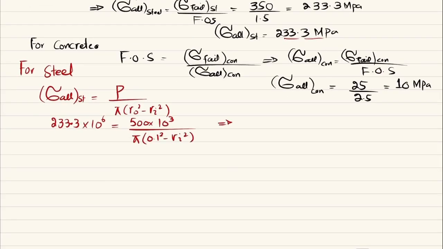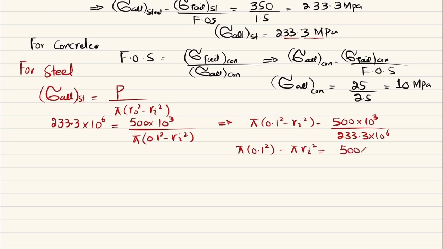So from here you will get pi into 0.1 square minus RI square equal to 500 multiplied by 10 to the power 3 divided by 233.3 into 10 to the power 6. And we will get pi into 0.1 square minus pi into RI square equal to 500 into 10 to the power 3 divided by 233.3 into 10 to the power 6.